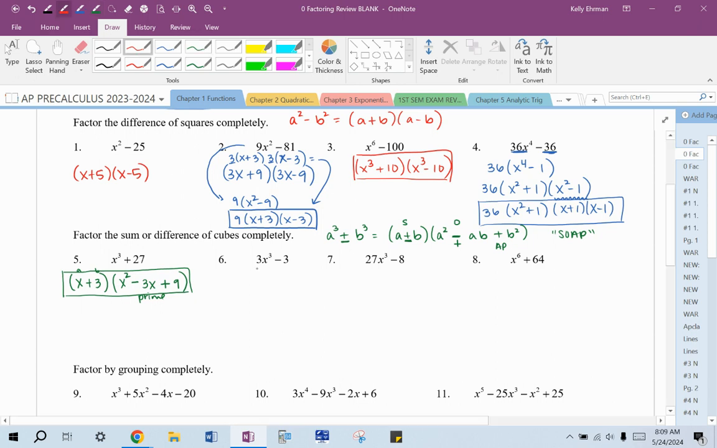There's a greatest common factor here. We can factor out a 3 to begin, which is good because 3 is not a perfect cube, so we would have been stuck if we didn't do that. X cubed is a perfect cube, and 1 is a perfect cube, so we can apply our SOAP formula to this. So the cube root of x cubed is x. The cube root of 1 is 1. To get your signs, just do x minus 1. This first sign is the same. And then it's x squared. Next sign is plus, opposite of that one. A times b, x times 1 is x, plus 1 squared is 1.